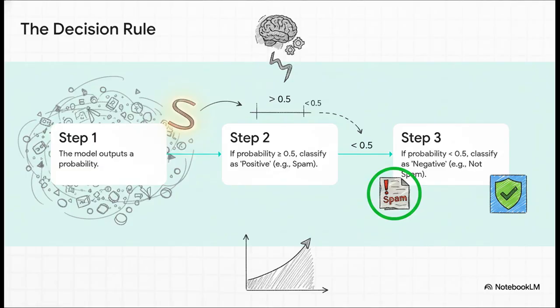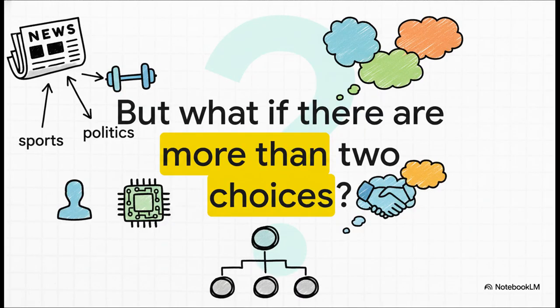The model does its thing, it uses the sigmoid to get a probability, and then we check it. If that number is 0.5 or higher, the model says, yep, I'm confident enough to call this positive. That's your spam email. If it's anything less than 0.5, it gets labeled negative, not spam. Simple as that.